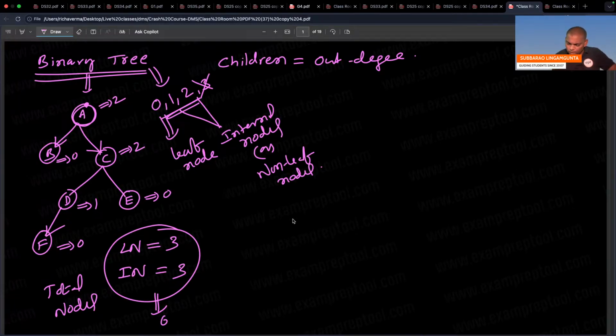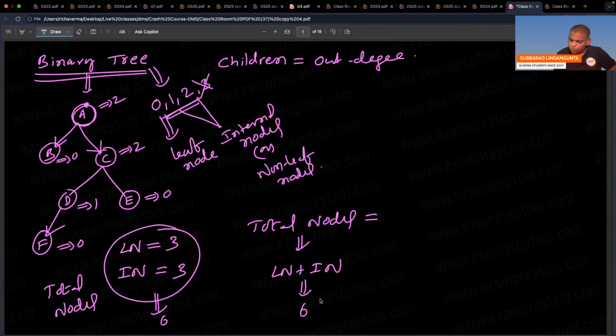Now see, one small line. This problem contains 3 internal nodes, 3 leaf nodes. Total nodes are 6. Can you see this? Total nodes, careful: we want 6. Total nodes means leaf nodes plus internal nodes. Internal nodes means 1 child also, 2 child also. Can you help me now?